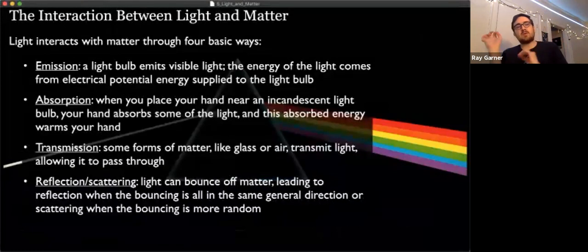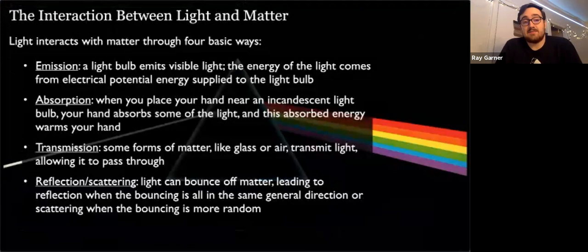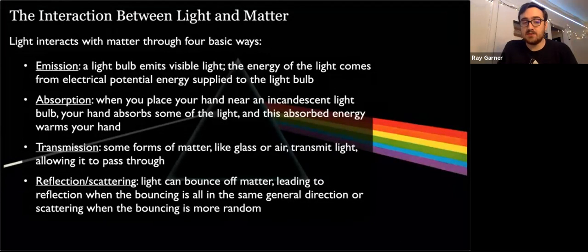And light will interact with matter through 4 basic ways. So first we have emission. Imagine a light bulb emitting visible light. The energy of that light comes from the electrical potential energy supplied to the light bulb from the outlets or from the power station, wherever. We also have the opposite of that, absorption. So when you place your hand near an incandescent light bulb, your hand will absorb some of the light, and that absorbed energy warms your hand.